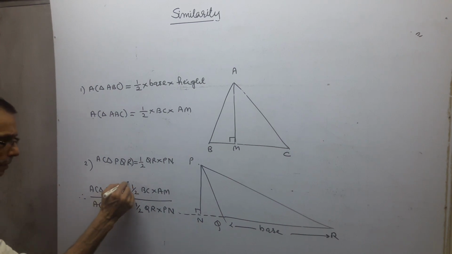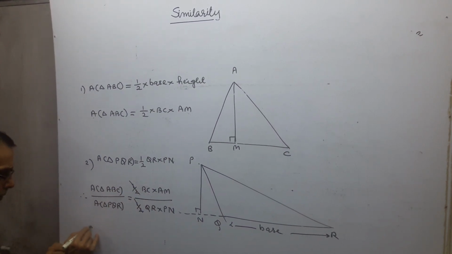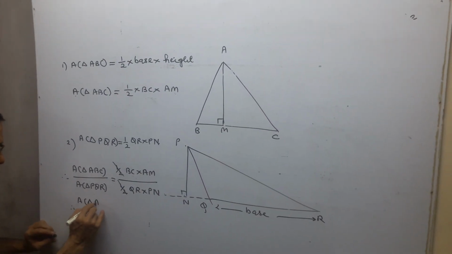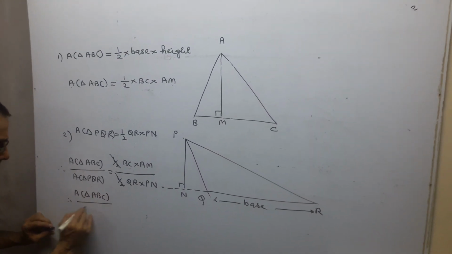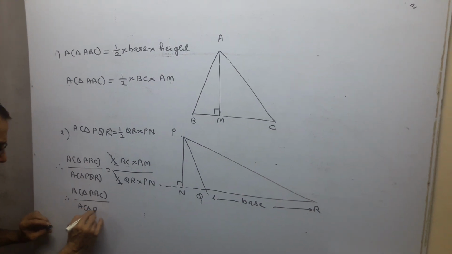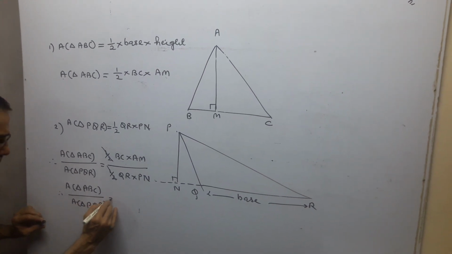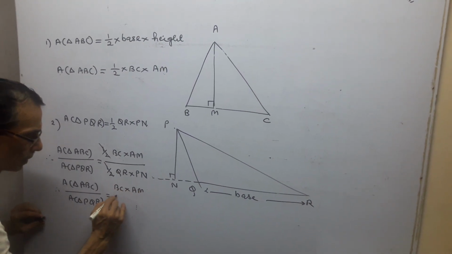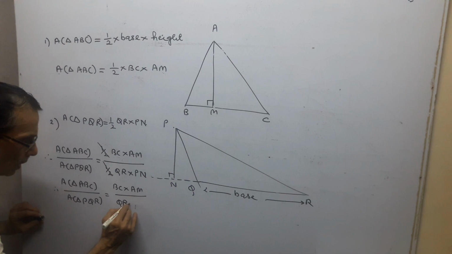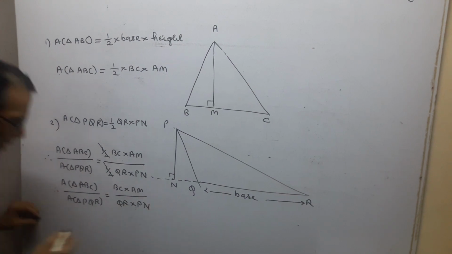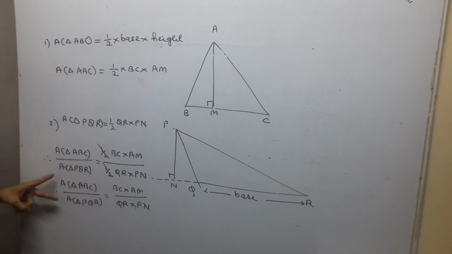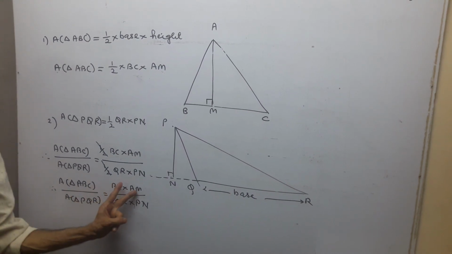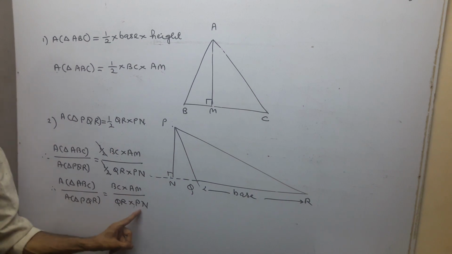But here half can cancel, and therefore area of triangle ABC upon area of triangle PQR is equal to base into height of first triangle upon base into height of second triangle, and therefore the ratio of areas of two triangles is equal to the ratio of the product of their base and height.